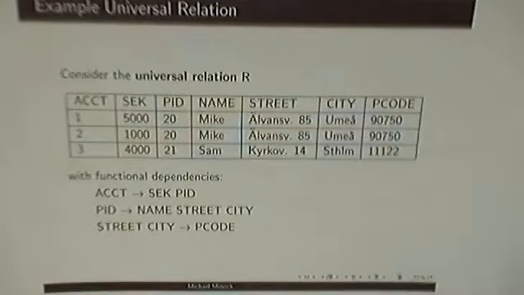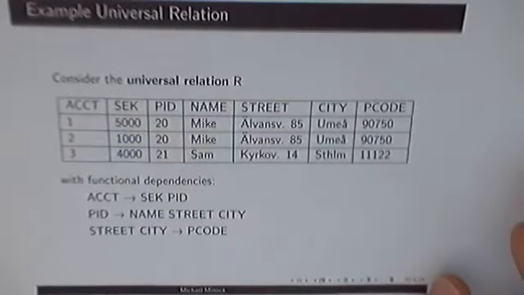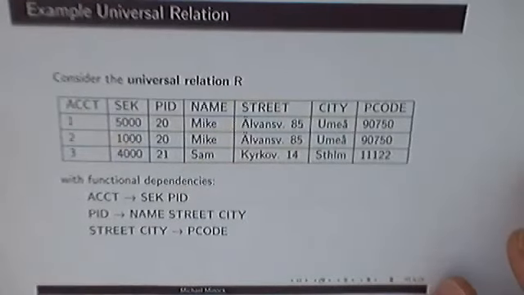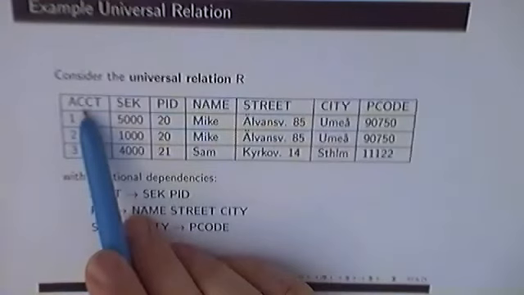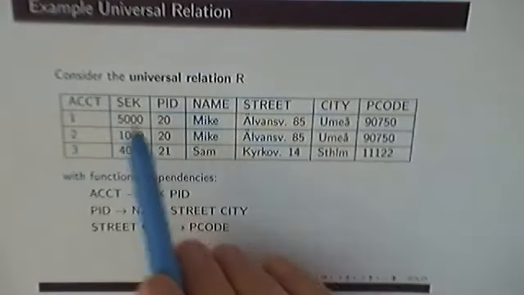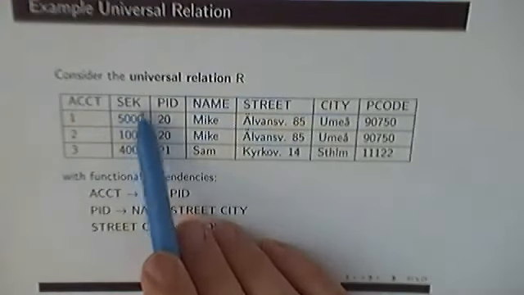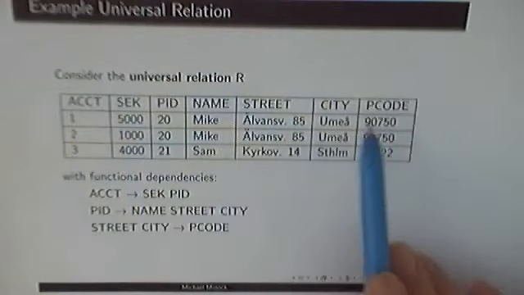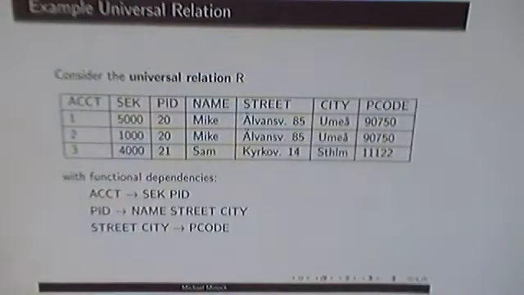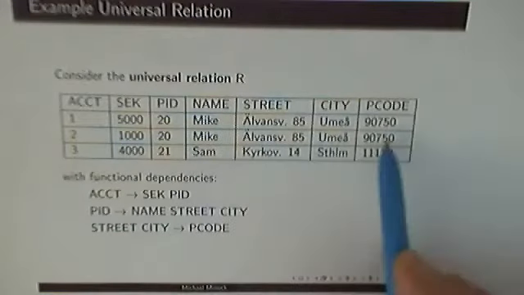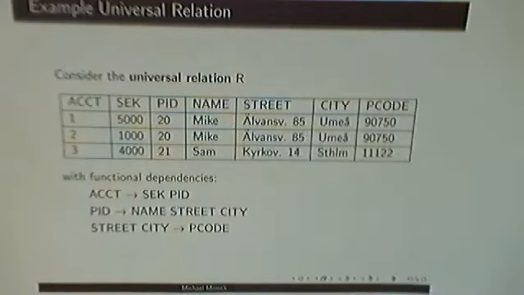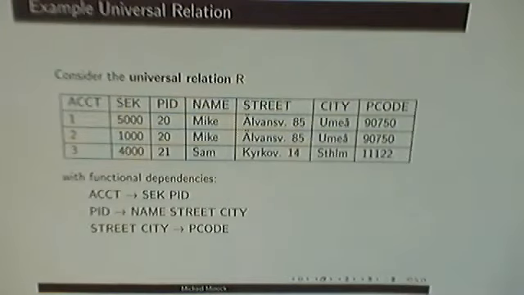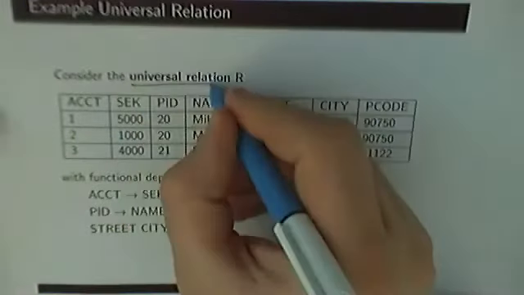All right, so now let's consider this. This is a little bit broader example than the example that I had before. It has an account, a bank account number, and then a balance for the account, a person number who owns the account, the name, the street, the city, and the postal code of that person. Well, we have the person, and they live at that postal code there. All right then. So this is what's called a universal relation, because it's one big table.